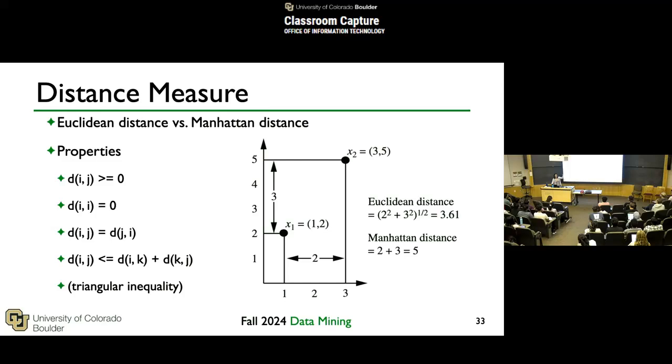So these are some key properties for the distance measure, right? The distance value should be non-negative, okay? The distance to yourself should be 0, it should be symmetric, right? And also there is the triangle inequality. So those are what make it a valid distance function.